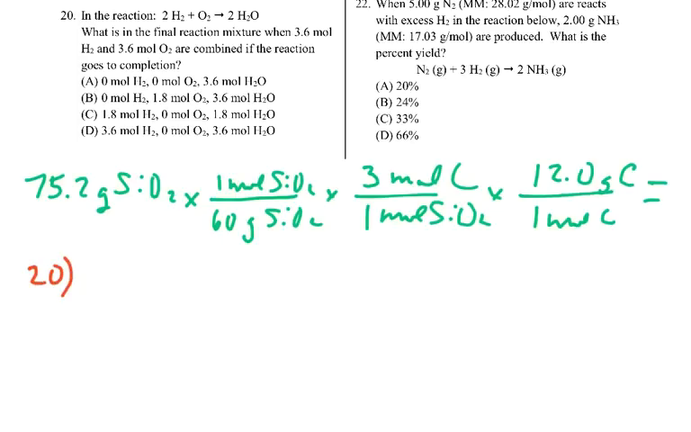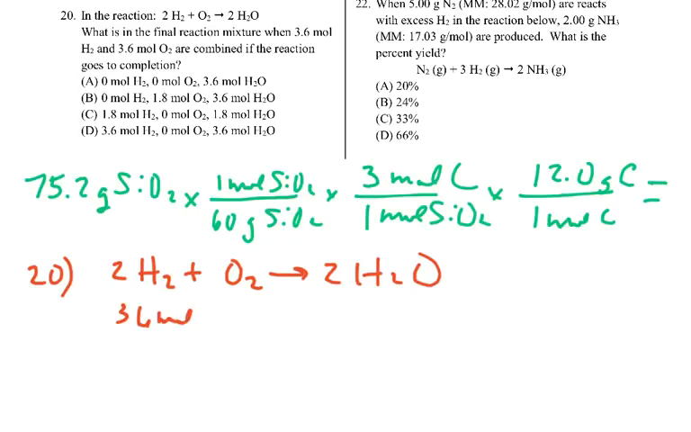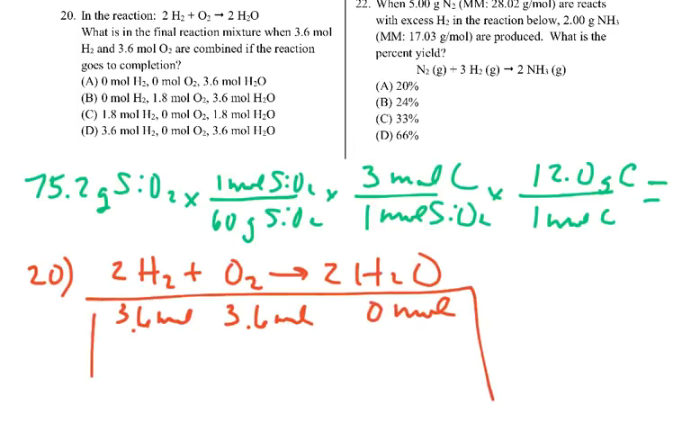So for question 20, I'm going to start with my reaction. I'm going to need to make an ICE box because that'll help me organize my information. Now what this says, I have 3.6 moles of hydrogen. I have 3.6 moles of oxygen, and that implies that I'm starting with 0 moles of my water.